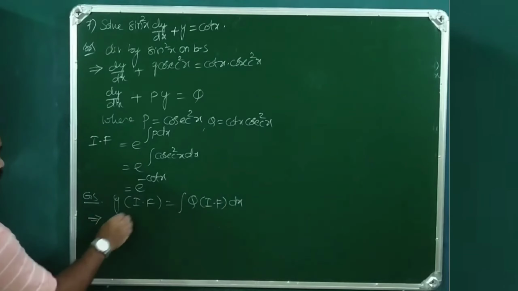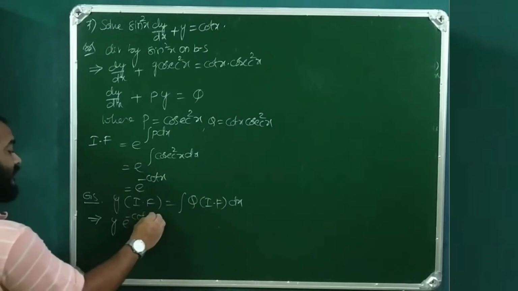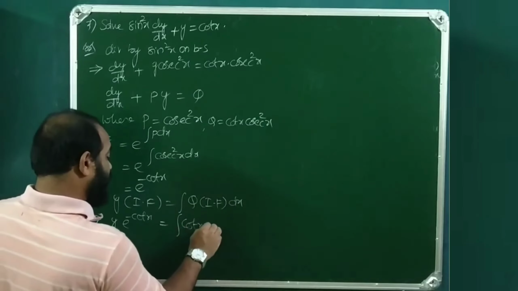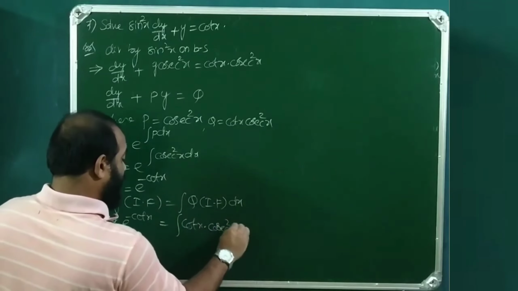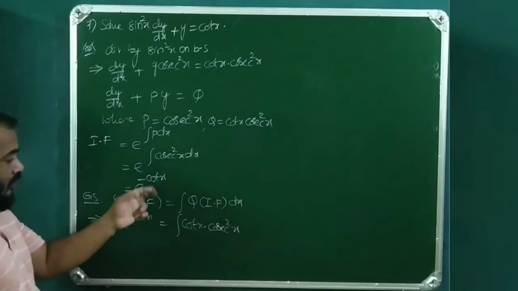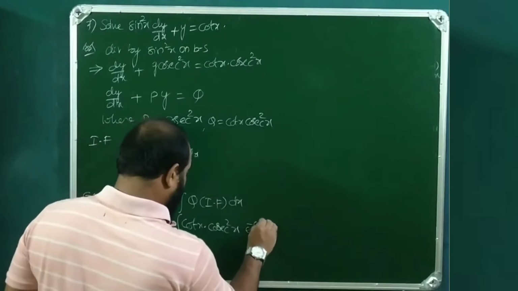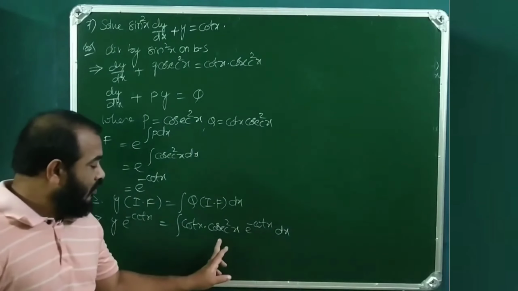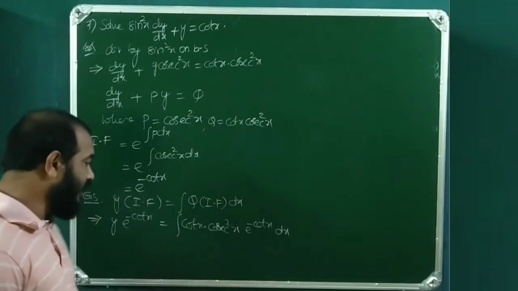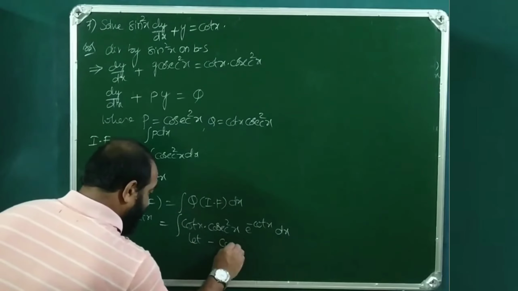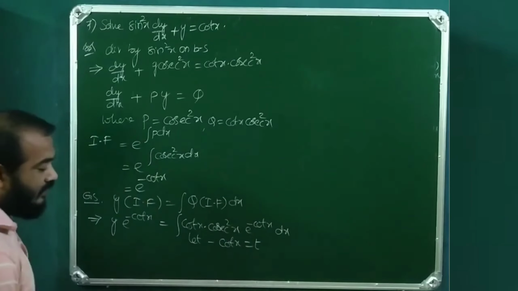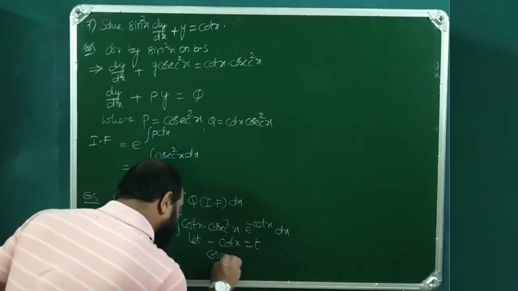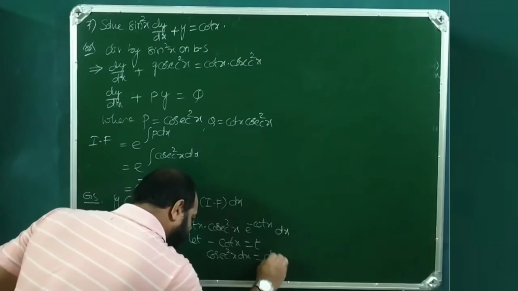So y into integral factor, which is e power minus cot x, and q is cot x into cosecant square x into integral factor e power minus cot x, dx. Now the derivative of cot x is minus cosecant square x. That is why let minus cot x equal t. Then the derivative of cot x is minus cosecant square, and minus of minus is plus, so cosecant square x dx is equal to dt.